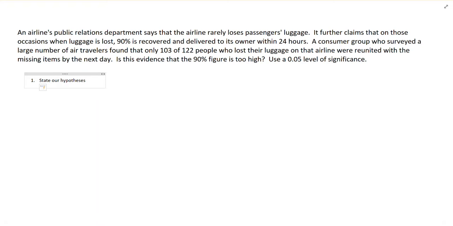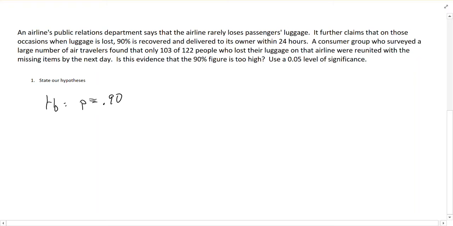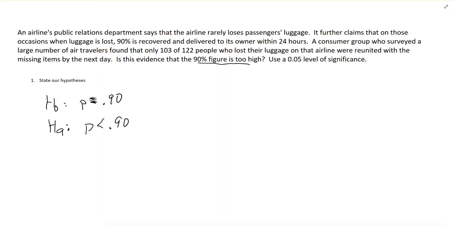To say what our null and alternative hypotheses are. For our null hypothesis, we're going to assume that the airline is correct, that the proportion is 90%, that 90% of the luggage gets returned within 24 hours. For the alternative hypothesis, we're concerned that the 90% figure is too high, which means the true proportion is actually less than 90%.